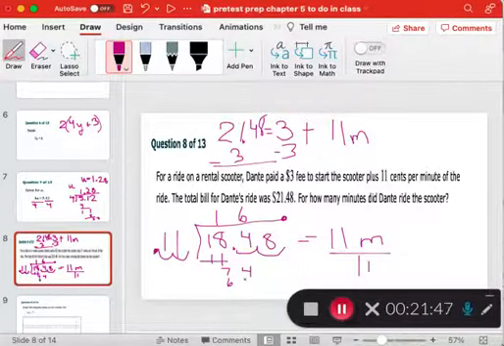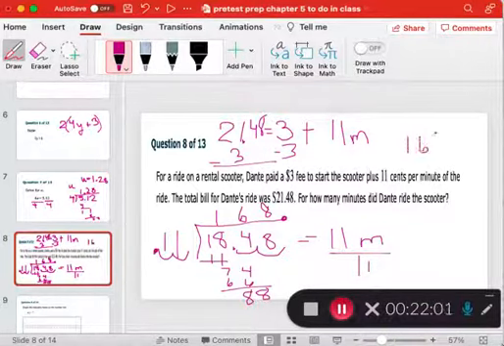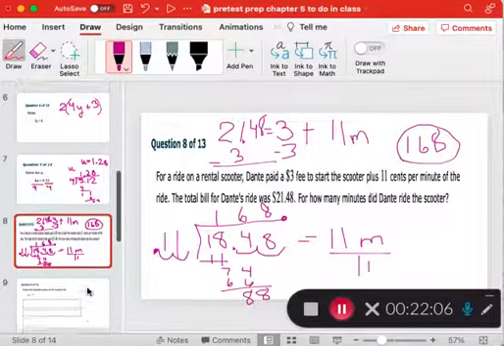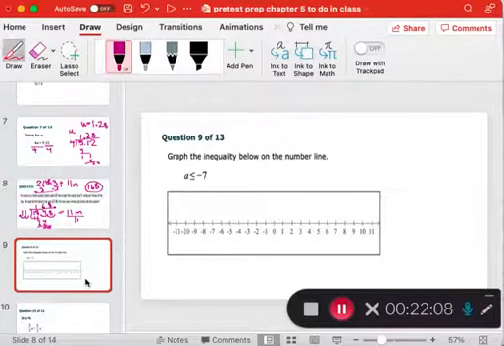And then we subtract. What do we get now? 14, take away 6 is 8. And an 8 comes down, and we get an 8 right there. So he rode for 168 minutes. That's like 4 hours. That's a long time. Any questions?